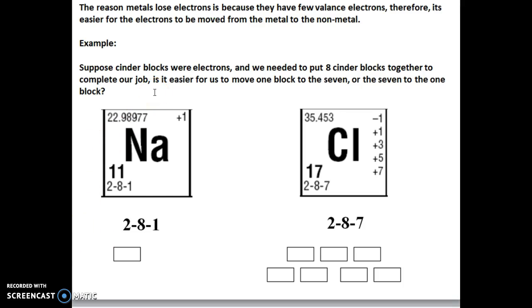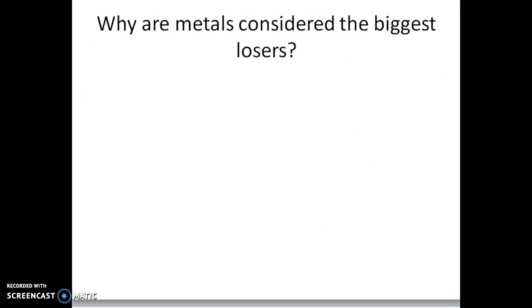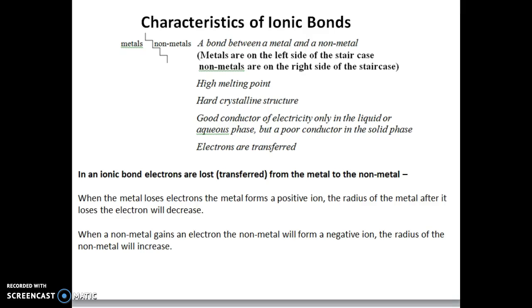Well, if you look over here, metals have fewer valence electrons. It's like cinder blocks. If I have 8 cinder blocks I've got to put together, and I have 7 over here by the chlorine, and I have 1 here by the sodium, it's easier for me to take the 1 and bring it over to the 7 instead of taking the 7 and bringing it over to the 1. So then why are metals considered the biggest losers? Because they lose their valence electrons in bonding. They are the biggest losers. They lose their electrons. Now that we understand that, let's talk about types of bonds.